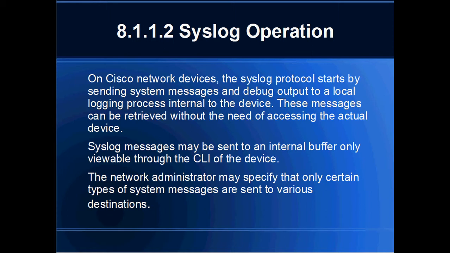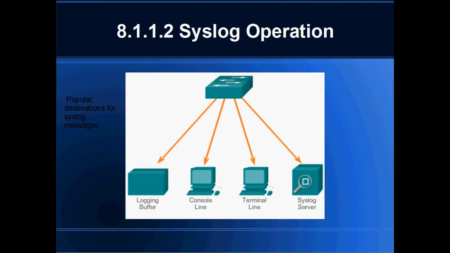On Cisco network devices, the Syslog protocol starts by sending system messages and debug output to a local logging process internal to the device. These messages can be retrieved without the need of accessing the actual device. Syslog messages might be sent to an internal buffer only viewable through the CLI of the device. The network administrator might specify that only certain types of system messages are sent to various destinations. Popular destinations for Syslog messages include a logging buffer, the console line, the terminal line, and the Syslog server.